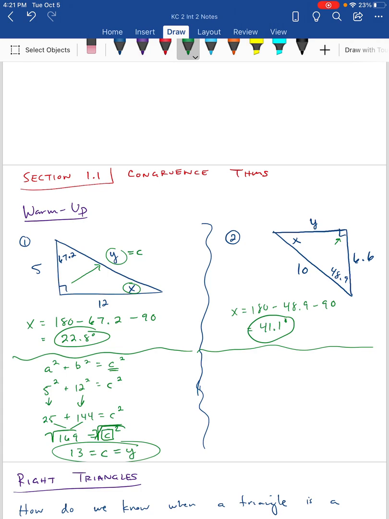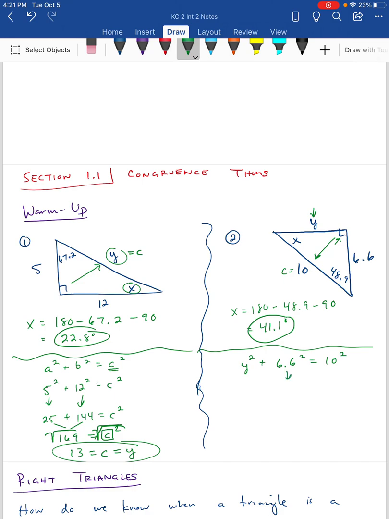To find y, y is a leg this time. The hypotenuse is 10. Remember, this is basically your c, and then your legs are either a and b. It doesn't matter. Okay, so I'm going to put y squared, since I don't know what that is, plus my b would be 6.6 squared equal to 10 squared. So this is a little different from the first one, but you are still using the Pythagorean theorem. You're still using a squared plus b squared is equal to c squared.